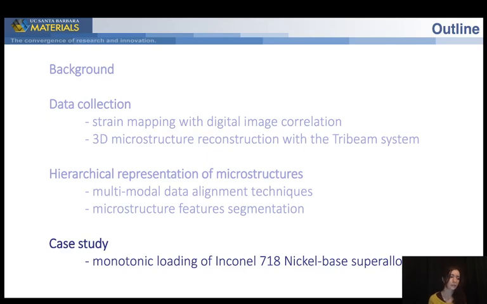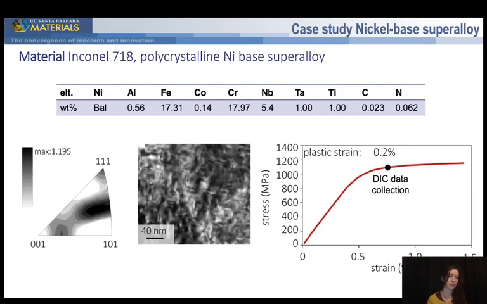The material I will focus on is Inconel 718, which is a very common nickel-based superalloy, and the microstructure of our particular sample exhibits no texture. There was no preferential orientation of the different crystals within the material. It had equiaxed grains and a homogeneous grain size of 60 microns on average.